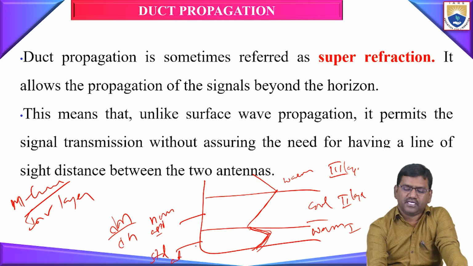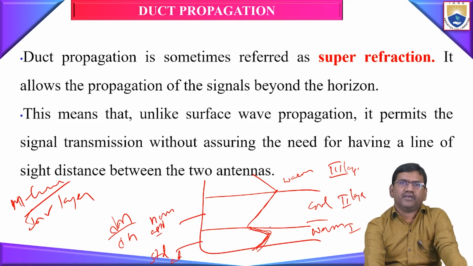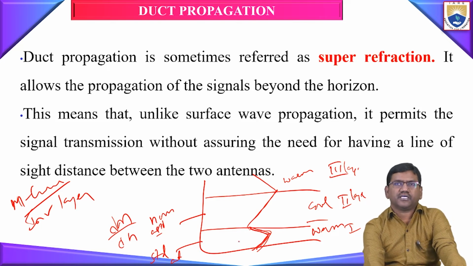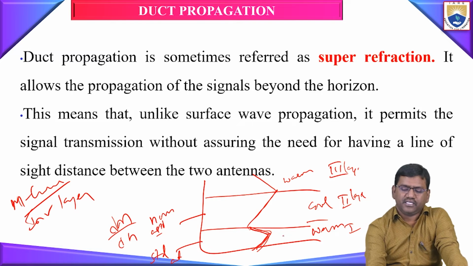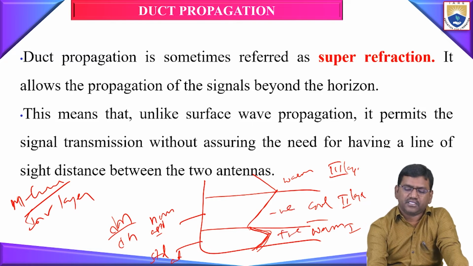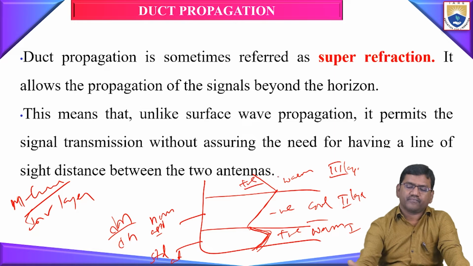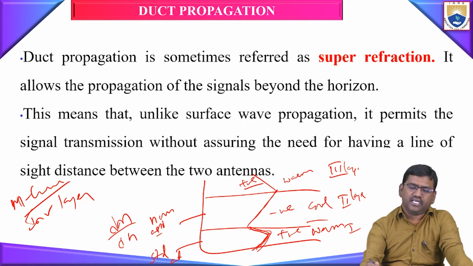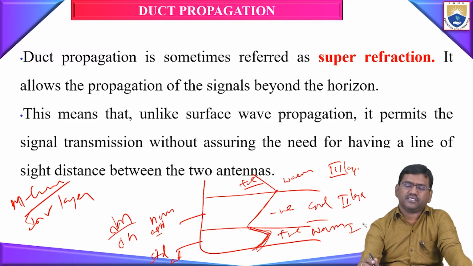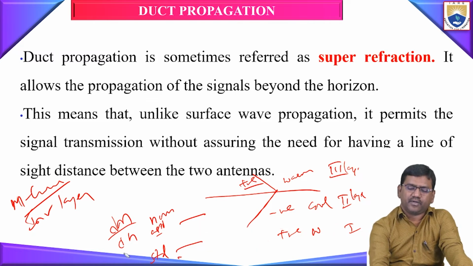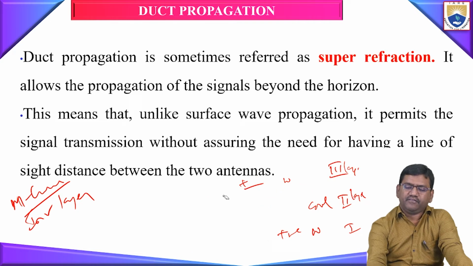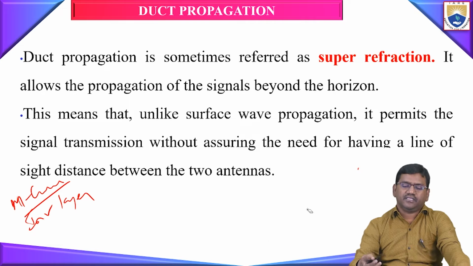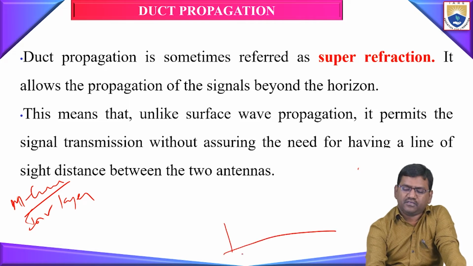Here you can see the dM/dh value varies with respect to the height of the transmitting antenna. Here it is positive, here it is negative, and here it is positive. Like this, the inversion layer exists in duct propagation. Whenever the ray is transmitted, it travels into free space along many layers.